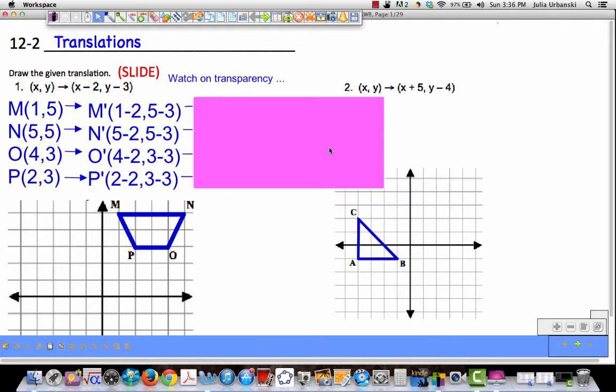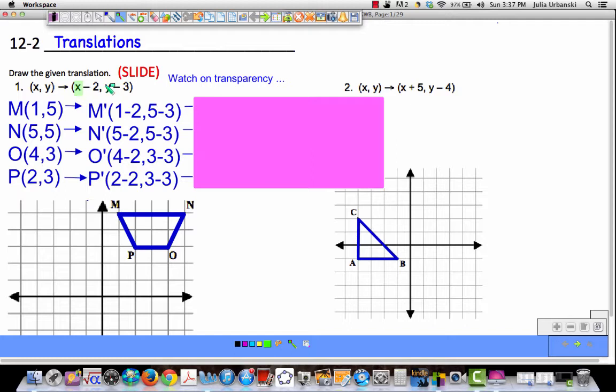you have 1 is your x, so I plugged it in right here. 1 minus 2. And 5 was my y, so I plugged it in right here. 5 minus 3 right there. And you do that for all of them. Take your x value and plug it in. Take your y value and plug it into this rule that's happening right here.